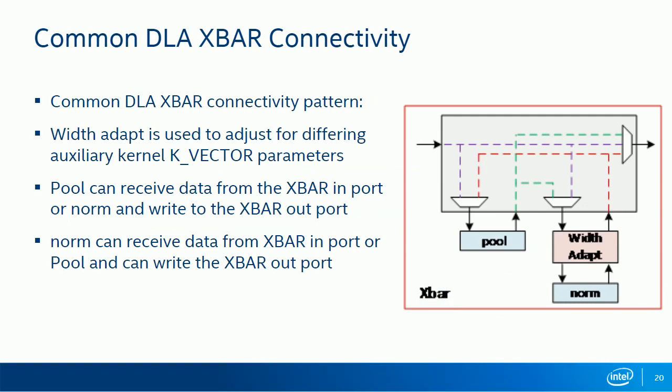Here's an example of a typical DLA crossbar connection. It's important to understand that if you have two different primitives with different k-vector parameters, then a width adaptation module needs to be inserted to bridge the difference. This is done automatically. In this diagram, since pool can follow activation or norm, we set the pool primitive to receive from XBAR in port as well as norm and allow it to write to the crossbar output. Then the norm primitive can receive data from the activation through crossbar in port or pool and can also write to the crossbar out. This example is actually a fully populated crossbar, so norm and pool can appear in any order in the executed graph.